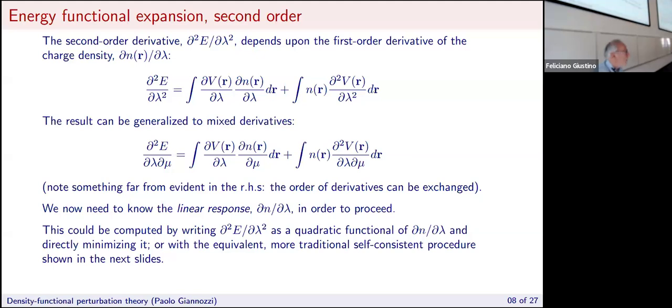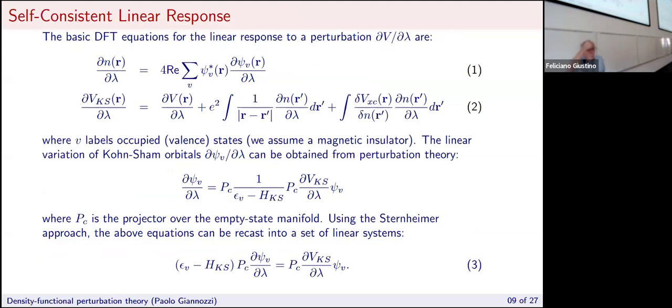Alternatively, you can use a self-consistent procedure and perturbation theory, which is a more traditional way to achieve the same goal, but it's absolutely equivalent. So what is the linear response of the charge density? It can be written, here I'm assuming a non-magnetic insulator. What is written here is incorrect. It's a non-magnetic insulator. So it's a product of Kohn-Sham orbitals times the linear response, basically, summed over all Kohn-Sham orbitals.